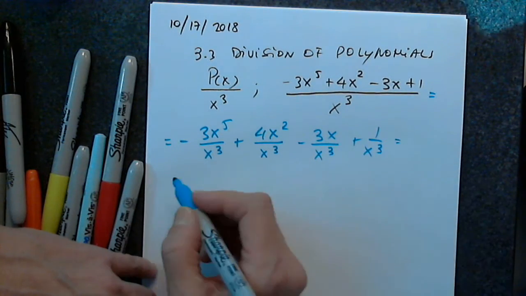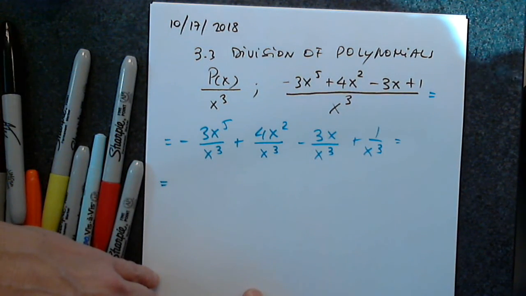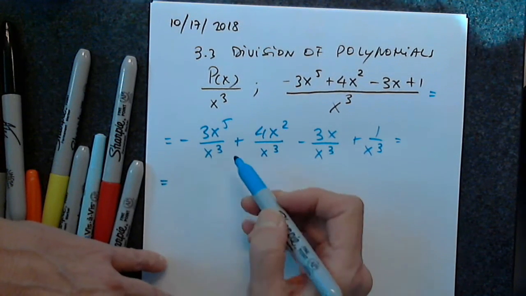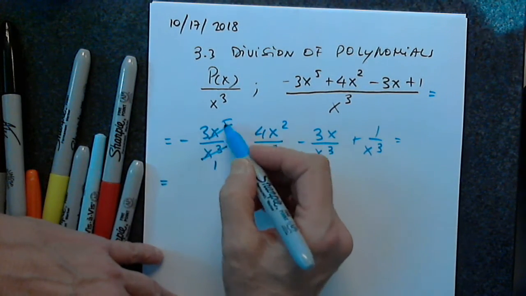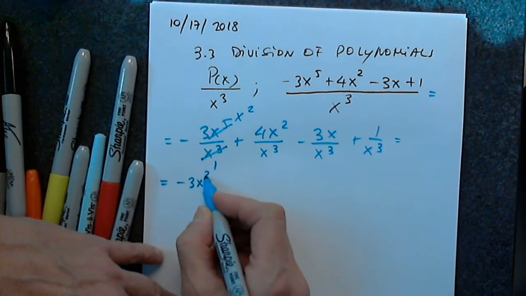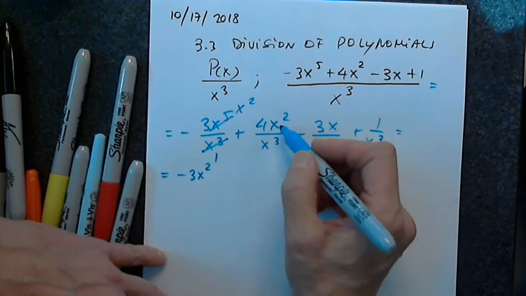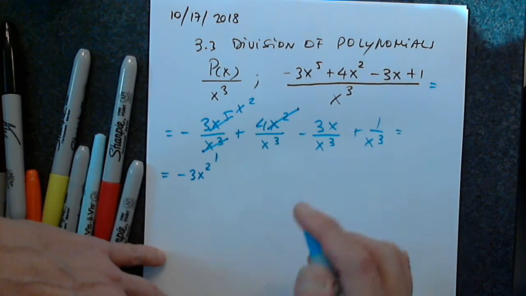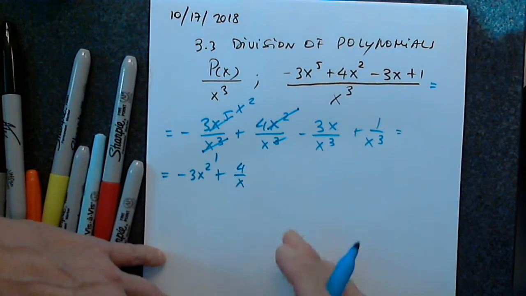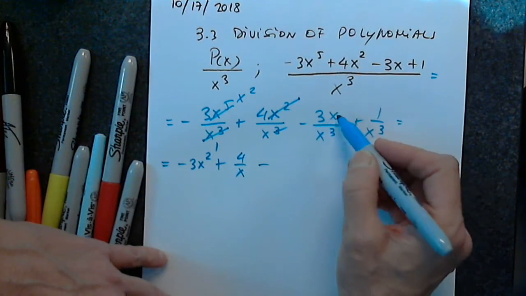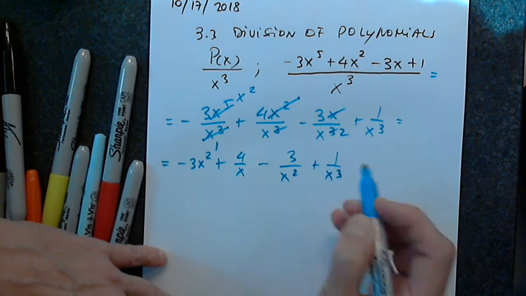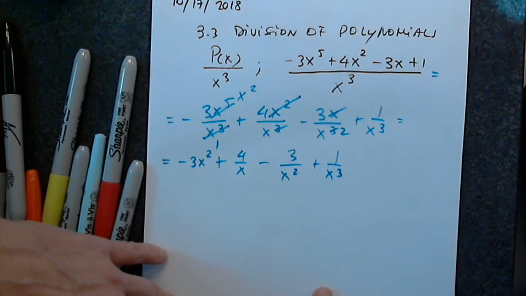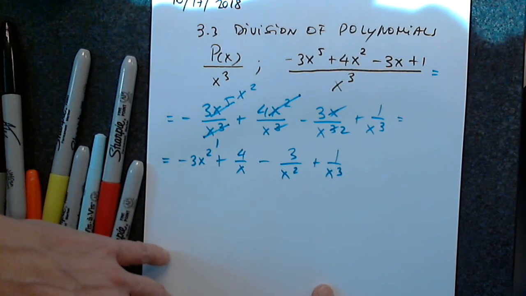Now, what do you think I'm going to do with each individual fraction? I'm going to simplify, right? So I'm going to simplify x to the fifth and x to the third, removing 3 of these. So this is negative 3x squared. I'm going to simplify removing 2 and 2, so it's plus 4 over x, minus, I'm going to remove 1 from each, so it's minus 3 over x squared plus 1 over x cubed. That's all I can do. So when the denominator is just one term, that's my only chance.